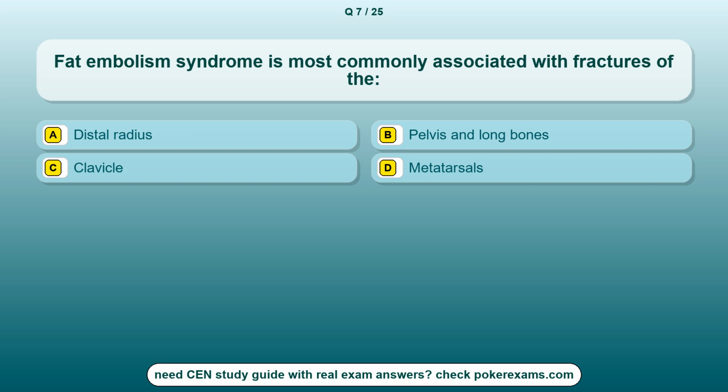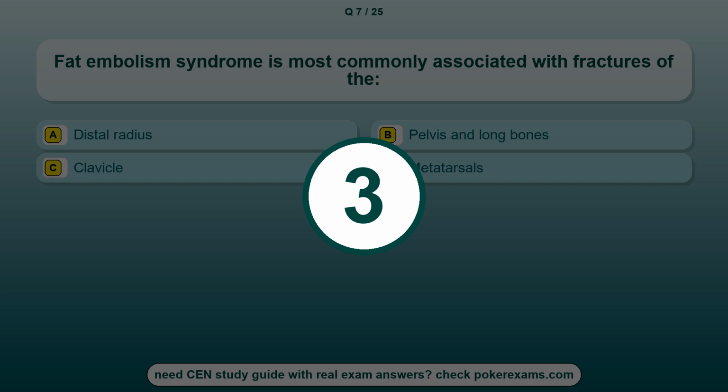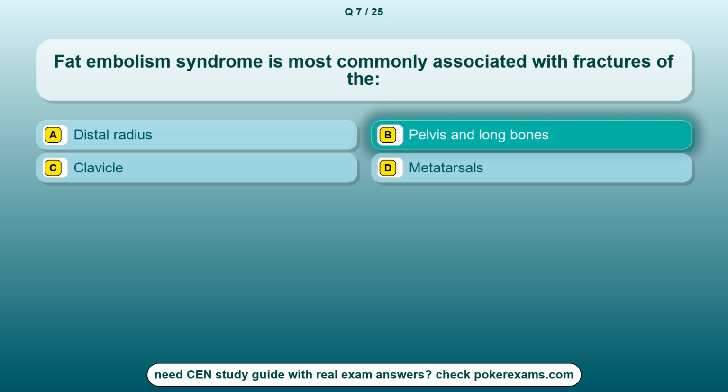Question 7. Fat embolism syndrome is most commonly associated with fractures of the Option A, distal radius. Option B, pelvis and long bones. Option C, clavicle. Option D, metatarsals. The correct answer is option B, pelvis and long bones.